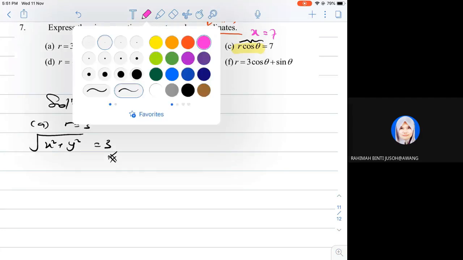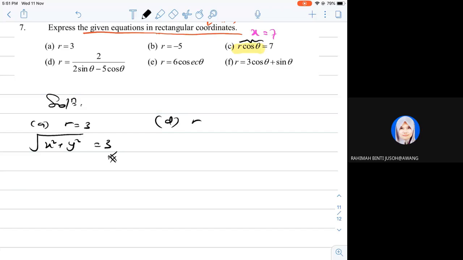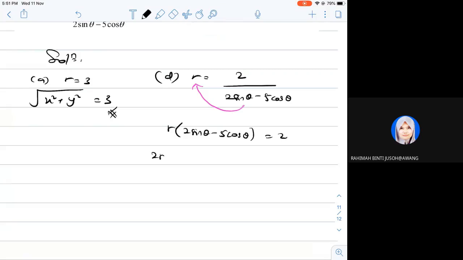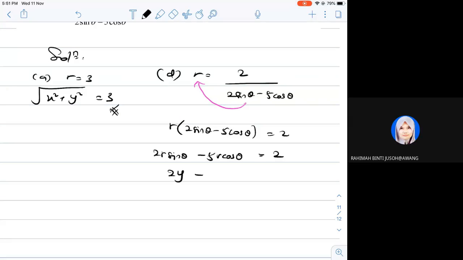Okay, question D. R equals 2 over 2 sin theta minus 5 cos theta. So we need to cross multiply, bring it up. So we will have R multiplied by 2 sin theta minus 5 cos theta equals 2. So we will get 2R sin theta minus 5R cos theta equals 2. So R sin theta is Y or X? Y, okay, minus 5X equals 2.